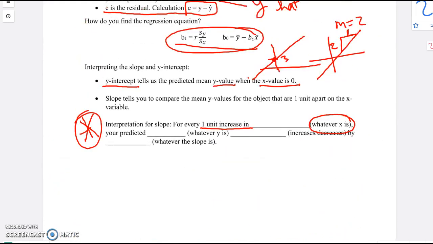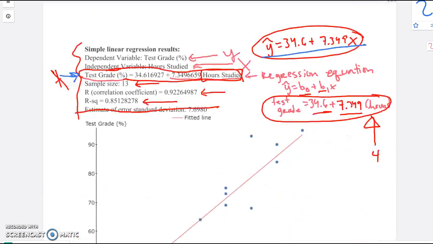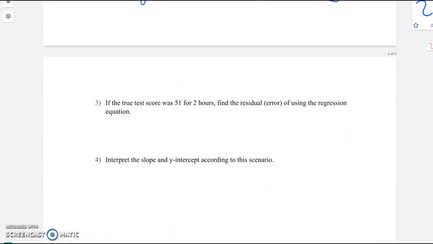So if you remember, let's go up here. The residual was E equals the true value minus the predicted value. Okay, so true minus predicted. So E is equal to the true value minus the predicted value.